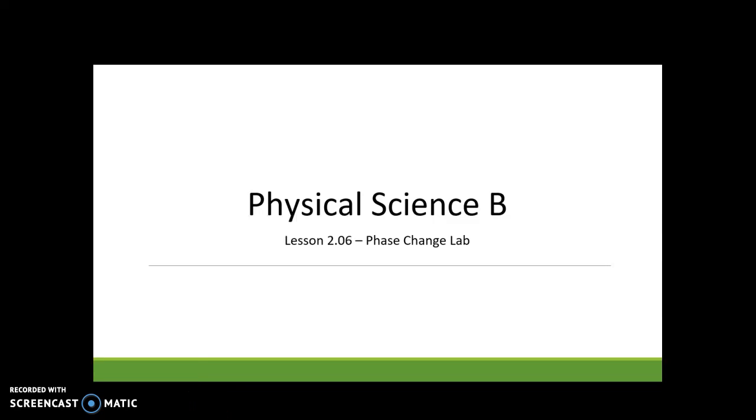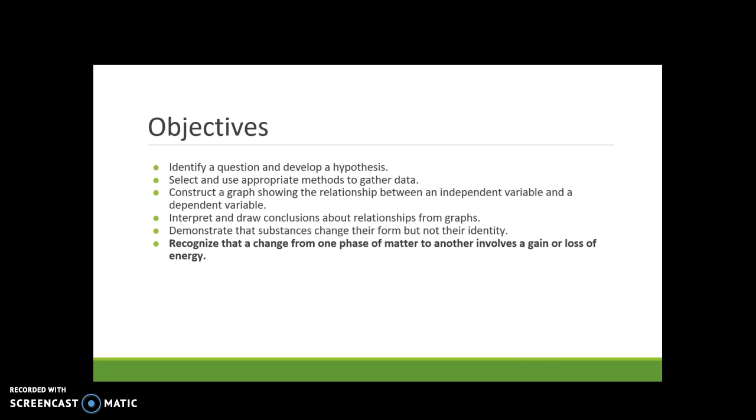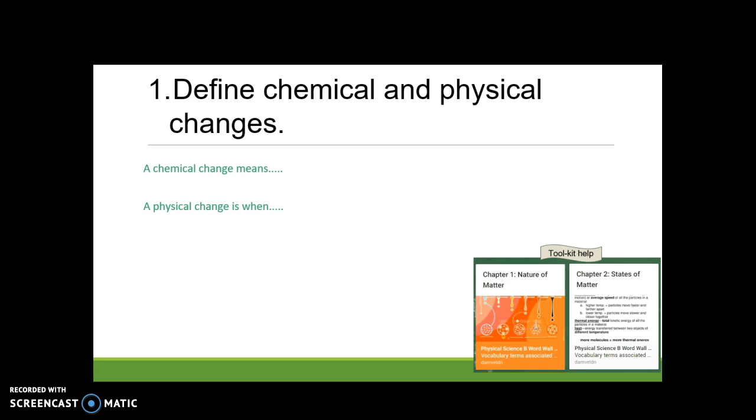Mrs. Schaefer, I wanted to give you feedback on the 2.06 phase change lab. You are looking good. Almost got it there. I think there's some things we need to tweak in our understanding that will affect both this grade, which you can redo and submit for a better grade, and the Unit 2 quiz. So let's go through some of these things together.